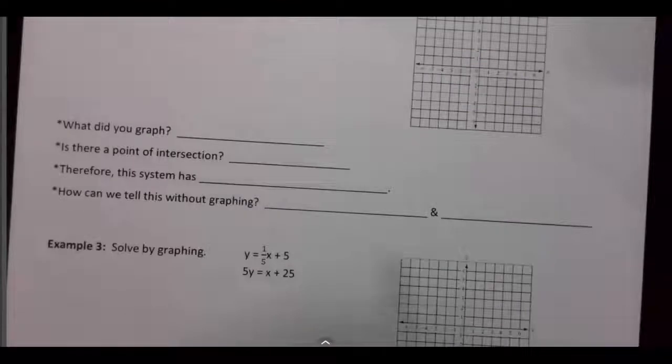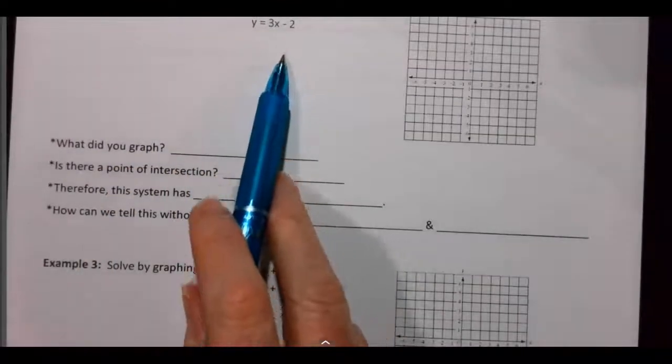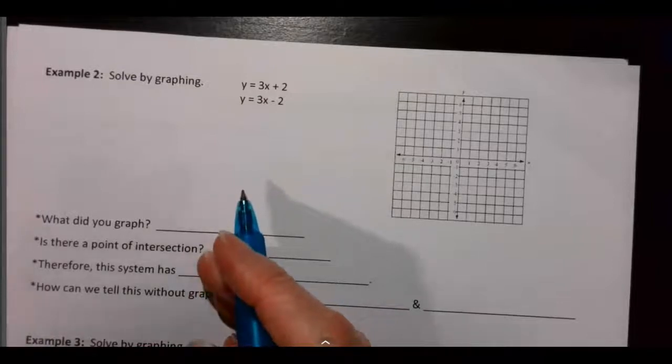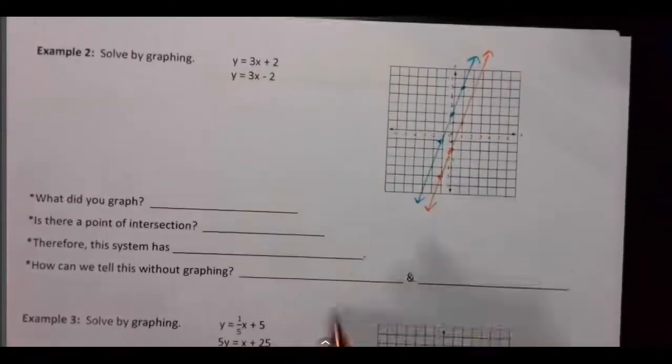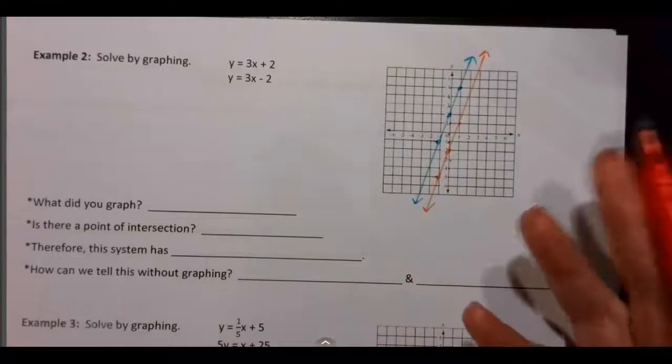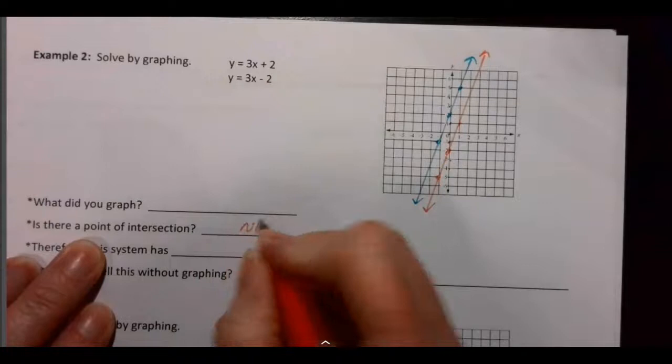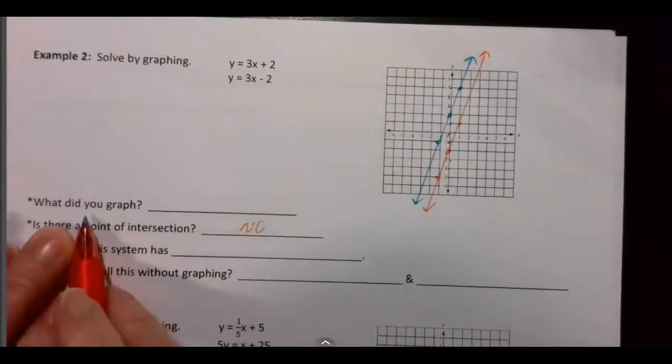Okay, let's go to the back side of this sheet. Solve by graphing. Let's do this one again. So here we go. You're going to graph each of these lines. Ready, set, go. So notice what happened when you graph these lines. Where did they intersect? They didn't, okay? So is there a point of intersection? No, there's not.